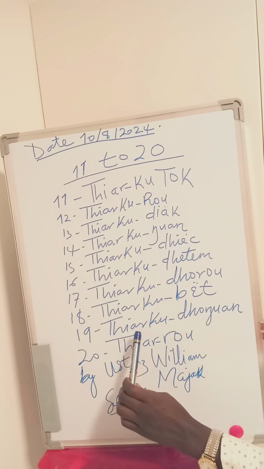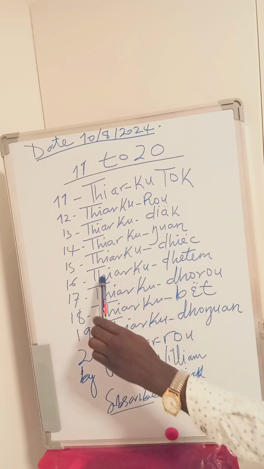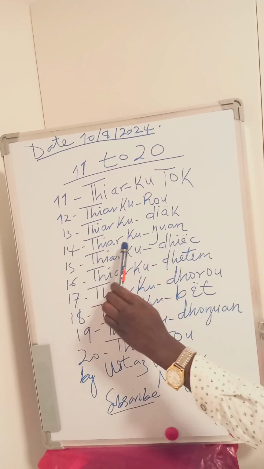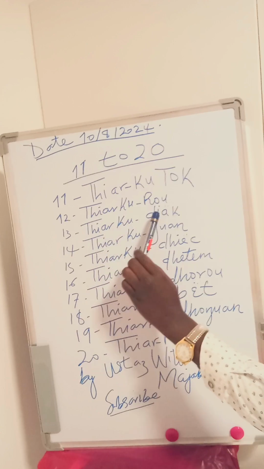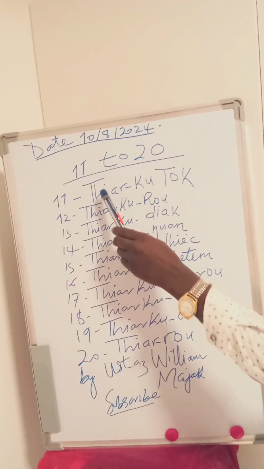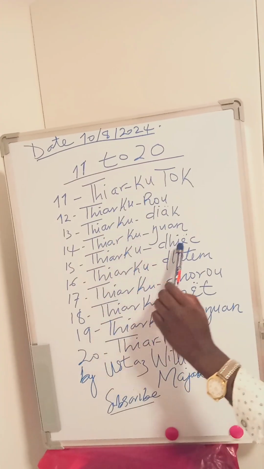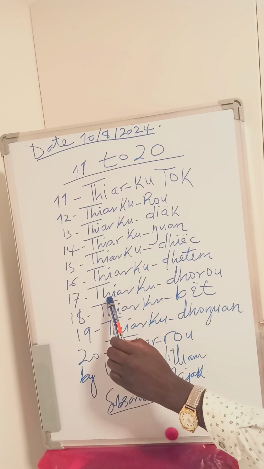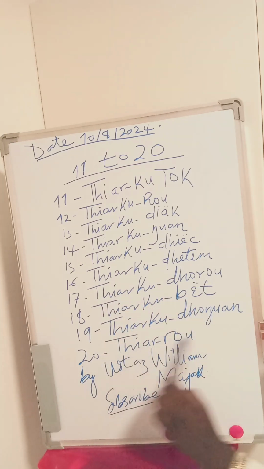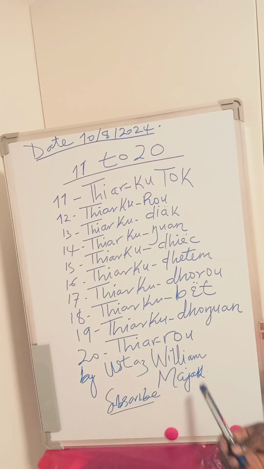Tiaro. Tiar Kudongwan. Tiar Kubet. Tiar Kudoro. Tiar Kuditem. Tiar Kudich. Tiar Kungwan. Tiar Kudiak. Tiar Kuro. Tiar Kutok. Tiar Kuro. Tiar Kudiak. Tiar Kungwan. Tiar Kudich. Tiar Kuditem. Tiar Kudoro. Tiar Kubet. Tiar Kudongwan. Tiaro. By Usas William Majak Malik Day.